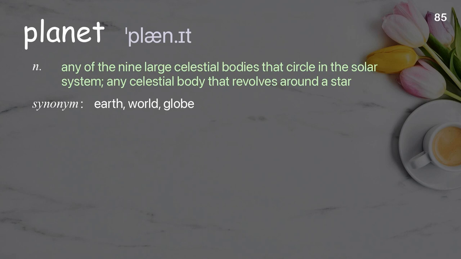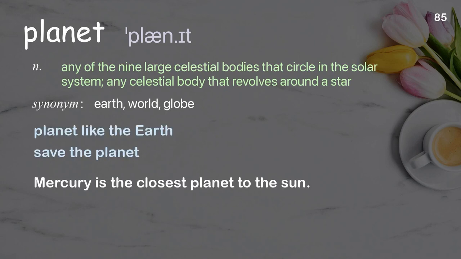Planet. Any of the 9 large celestial bodies that circle in the solar system, any celestial body that revolves around a star. Examples: planet like the Earth. Save the planet. Mercury is the closest planet to the sun.